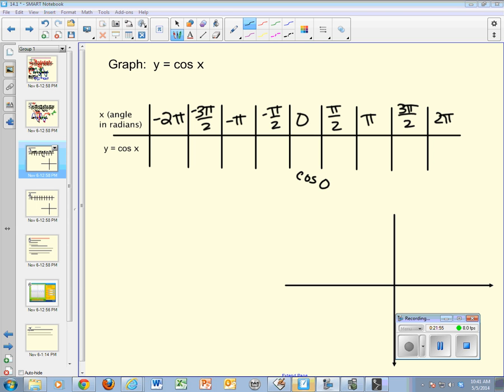And is cosine the y coordinate? No, cosine is the x coordinate. So now we're switching gears here a little bit. We're looking at the x coordinates because we're talking about cosine. So the x coordinate at 0 radians is 1. Okay, pi over 2. X coordinate at pi over 2 is 0. Pi. X coordinate is -1. You keep going.